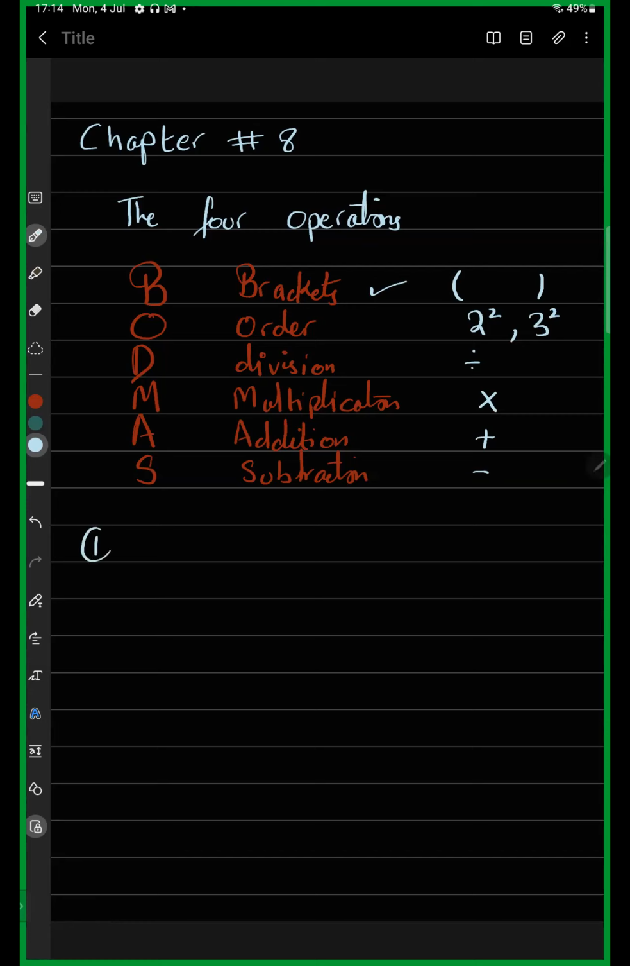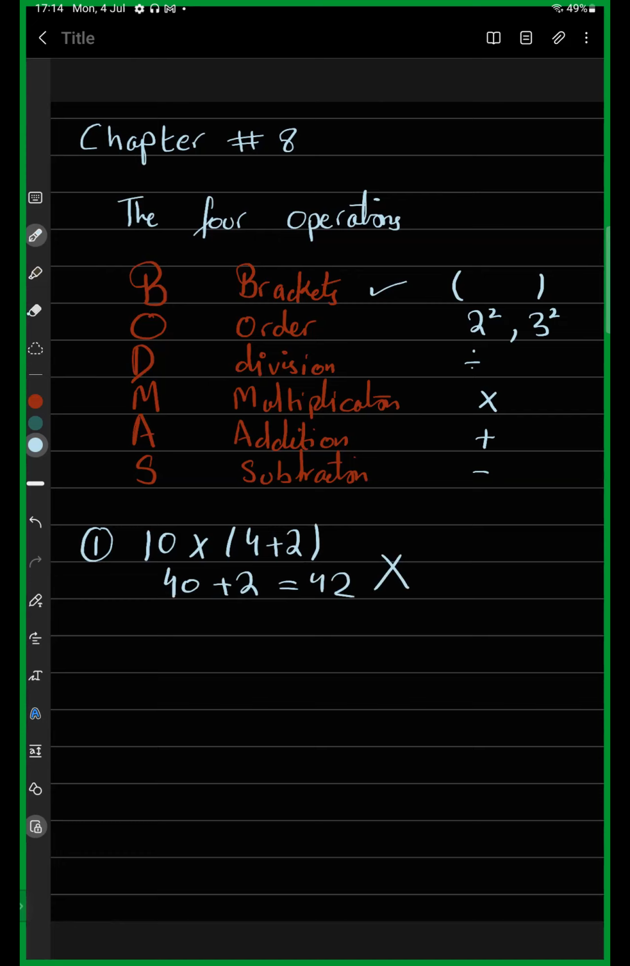Example number 1 says 10 is being multiplied with 4 plus 2. What would be the answer? This is the question, and you are interested in finding out the mathematical value of this thing. It's 10 multiplied by 4 plus 2. Now it could be that some of you do 10 multiplied by 4 is 40 and then 40 plus 2 is 42, but it would be wrong because now you know the order of the operations. Now you know which operation has to be done first.